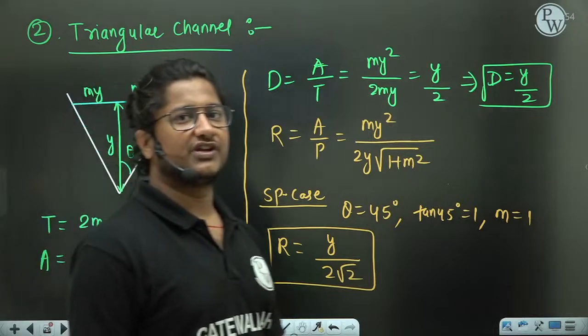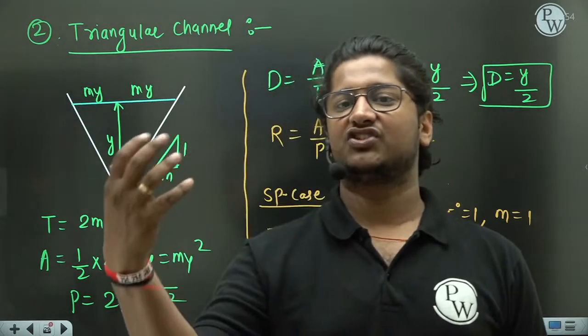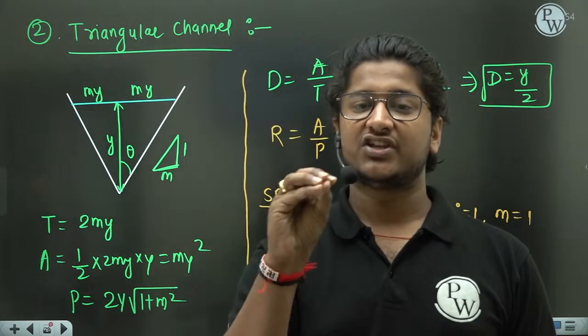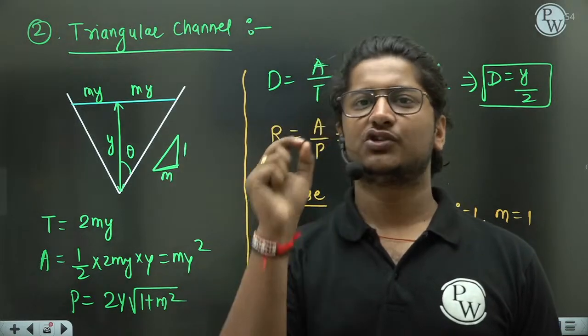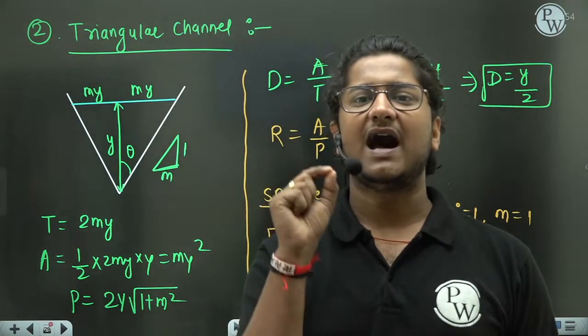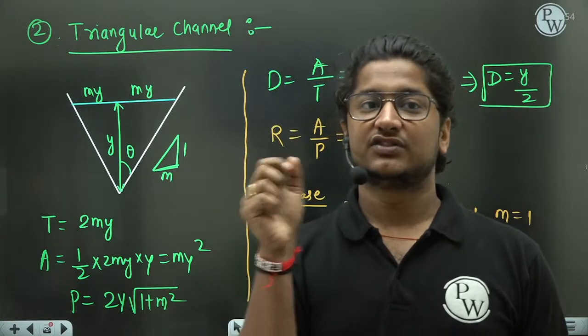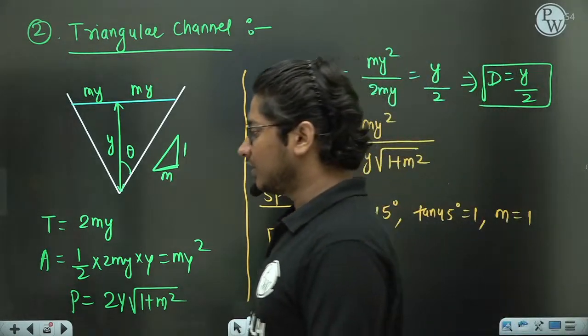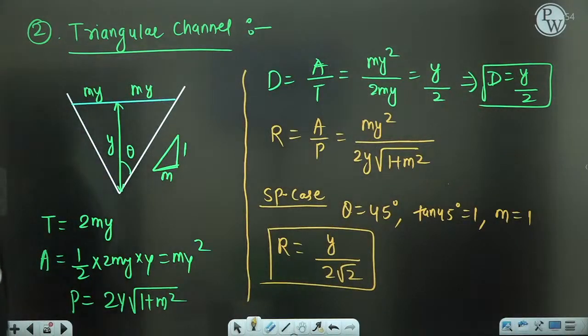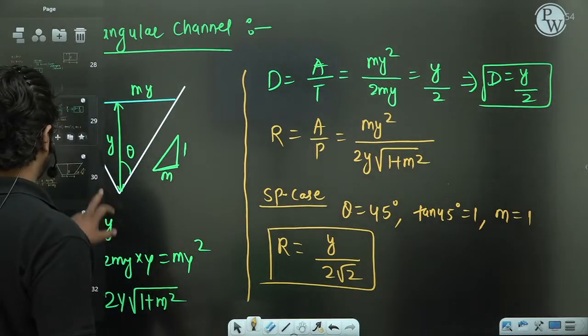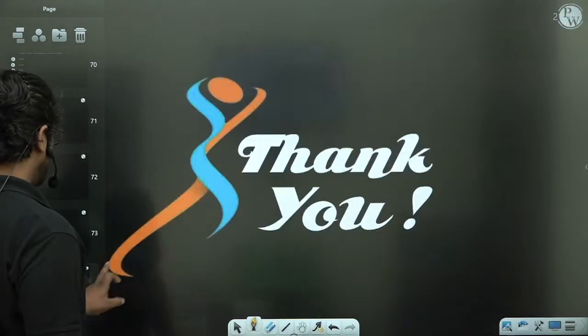Like in a question, if somebody gives you a wide rectangular channel, that means in the back of your mind you need to understand that R will be equal to y. These points need to be remembered if you want to solve questions for GATE or ESE. These small points you have to always remember. Okay, so today's class will discuss up to this only.